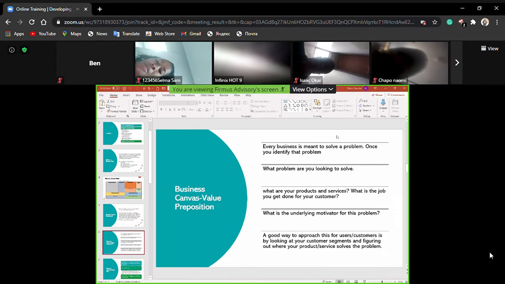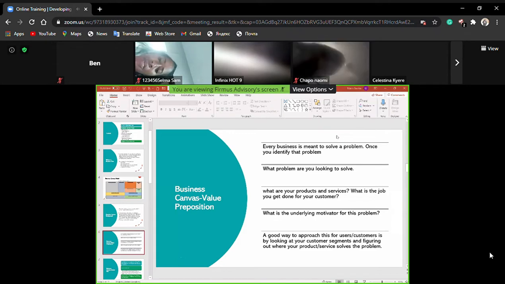You also have to look at what is the underlying motivator for that problem. People might feel lazy, so instead of going every week to braid, because of the distance, they probably would do it once a month. But if it's set up within their locality, they can actually walk to you and come regularly. And then you'll be solving that problem. But in solving the problem, you're also making money.